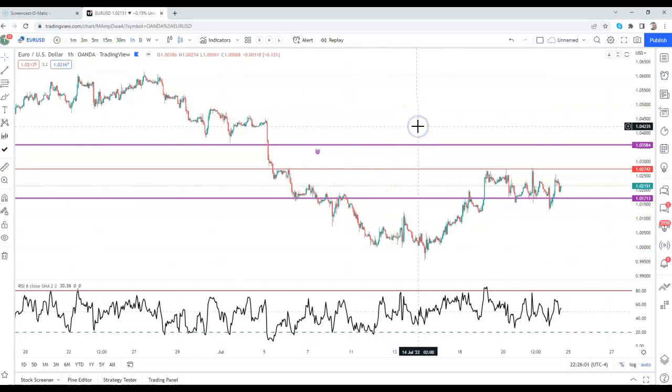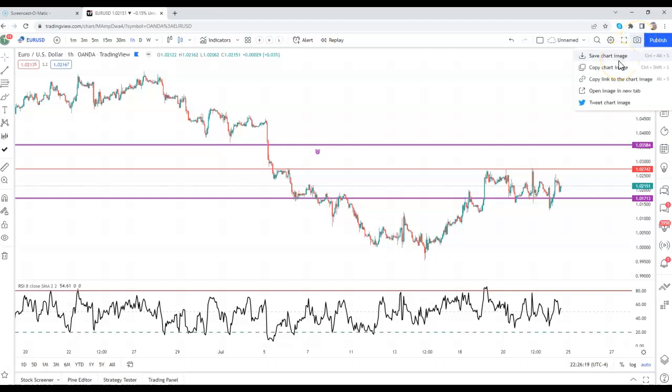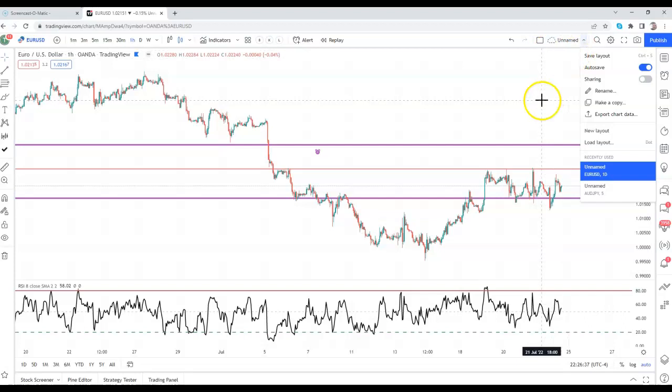Now, if you want to take a picture and send it to your friend because you just drew up your chart, or you want to send it to the Telegram chat to have myself or Harash analyze your markup, come over here, top right hand corner, it says take a snapshot. Left click on it. You can save the chart image, copy the chart image, or copy the link to the chart image, and you could also tweet it on Twitter, and you could also open the chart in a new tab. You can save your layouts.